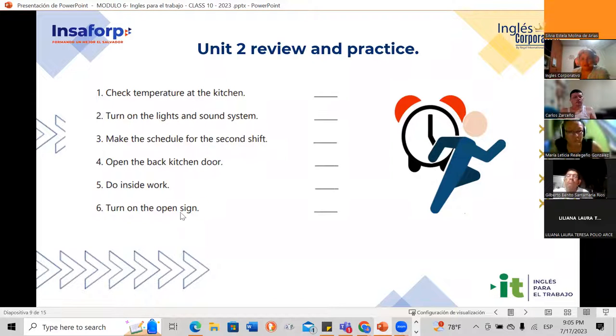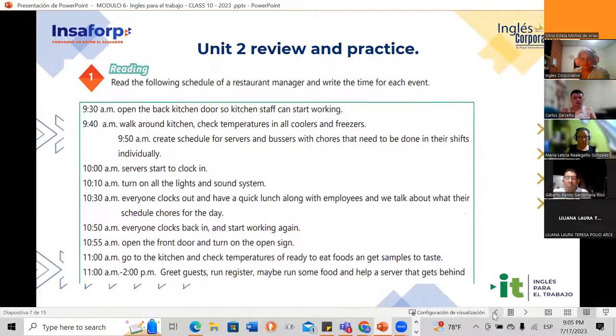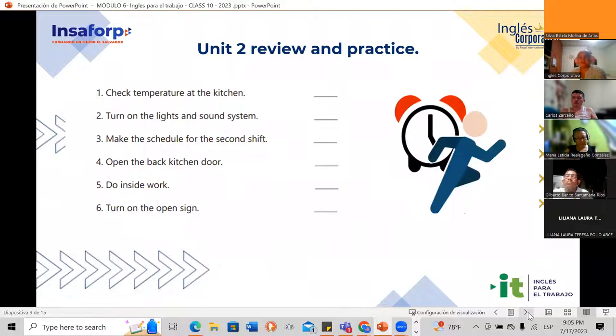Okay, turn on the open sign. What time do they do that? Turn on the open sign. 10 p.m. Turn the open sign off and lock the front door at 10 p.m. Okay, very good. Good practice.